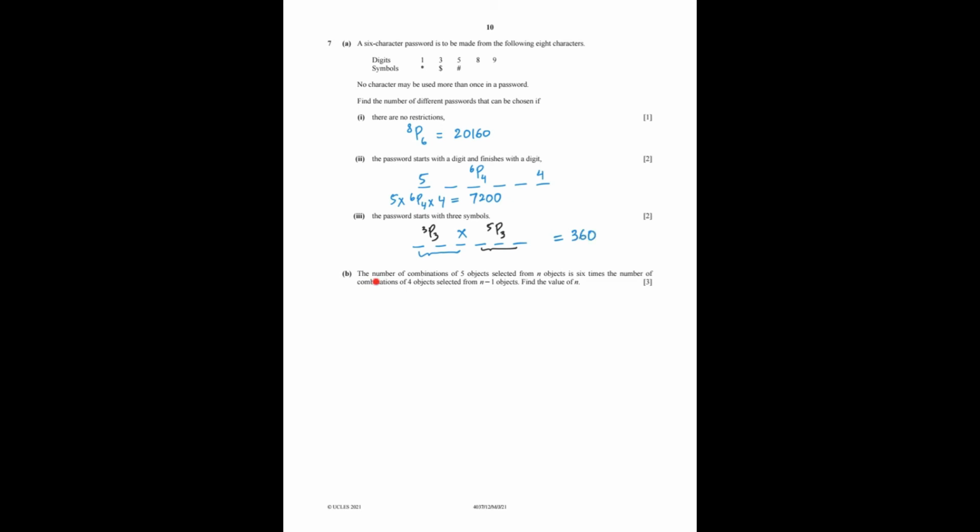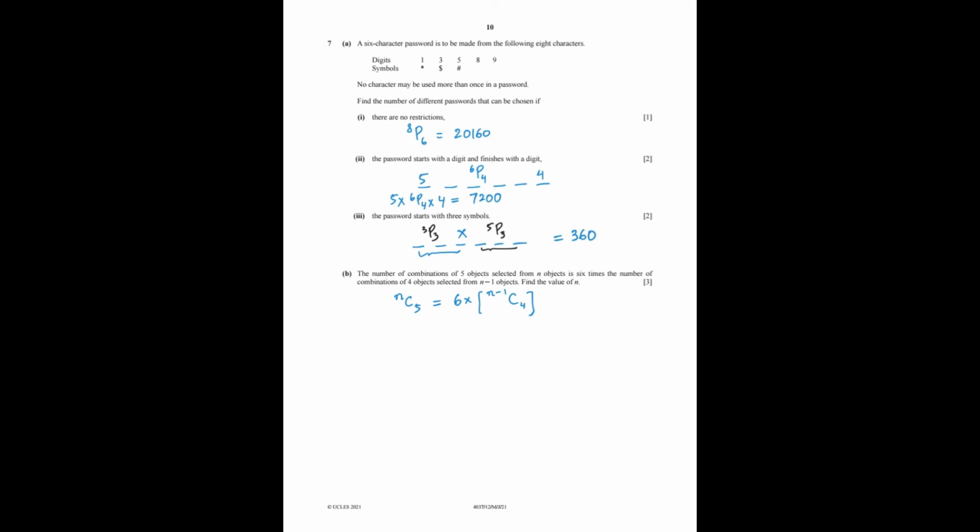Alright, for the last one: the number of combinations of 5 objects selected from n objects is 6 times the number of combinations of 4 objects selected from n minus 1 objects. Find the value of n. So we can say that the number of combinations of 5 objects selected from n objects, nC5, is 6 times the number of combinations of 4 objects selected from n minus 1, that is n minus 1 C 4.